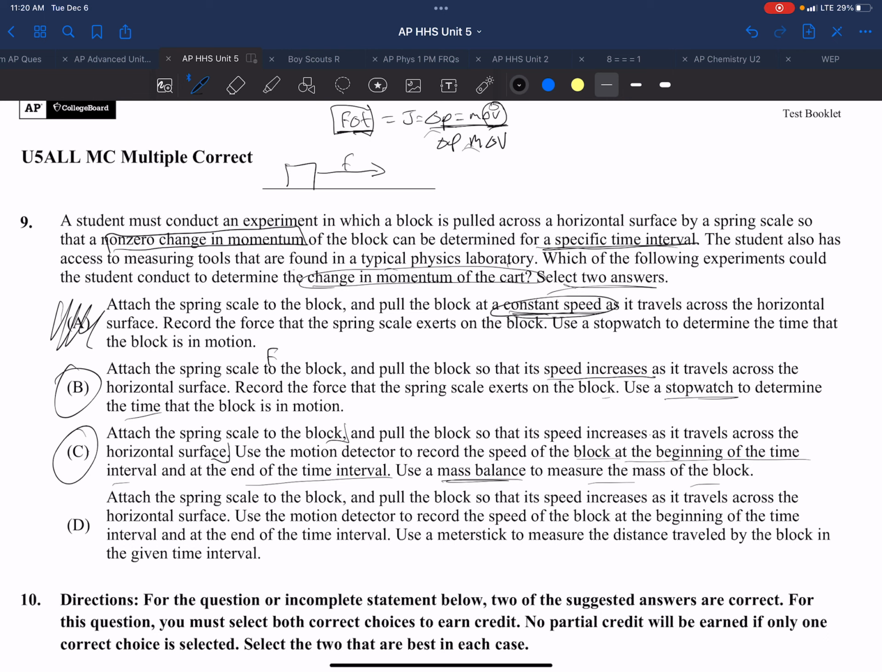And then lastly, the spring scale, its speed increases. Use the motion detector to record the speed of the block at the beginning of the time interval, at the end of the time interval, and use a meter stick to determine the distance traveled by the block. Well, if we've got a motion detector, we've got the speed at the beginning and at the end. We need the mass, and nowhere in this one does it say that we get the mass. We've got a force.